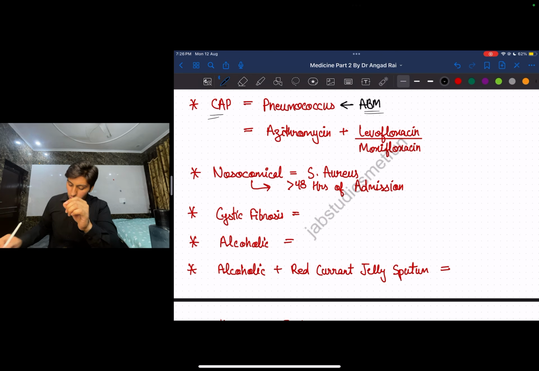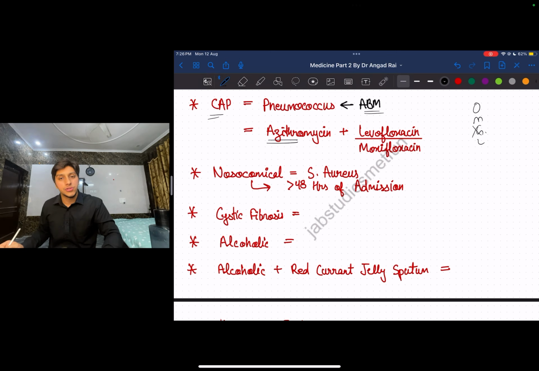In fluoroquinolones, we talked about the lungs, where gemifloxacin we are not using because of hepatotoxicity, but ofloxacin, moxifloxacin, and levofloxacin can be used for respiratory infections. Along with that, a macrolide, which is azithromycin, is used.